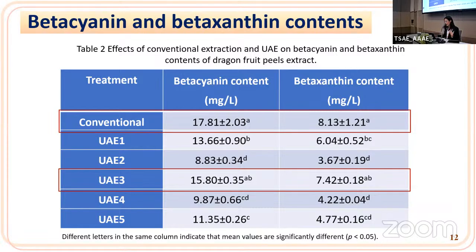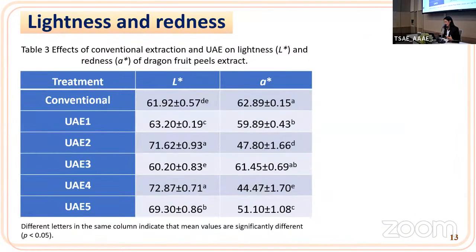This can be due to the cavitation in ultrasound, so it will possibly disturb the cell wall and then facilitate the release of intracellular beta-catenin. So for the color, lightness and redness, because we want to make a red colorant, a natural colorant, which is beta-catenin with red color.